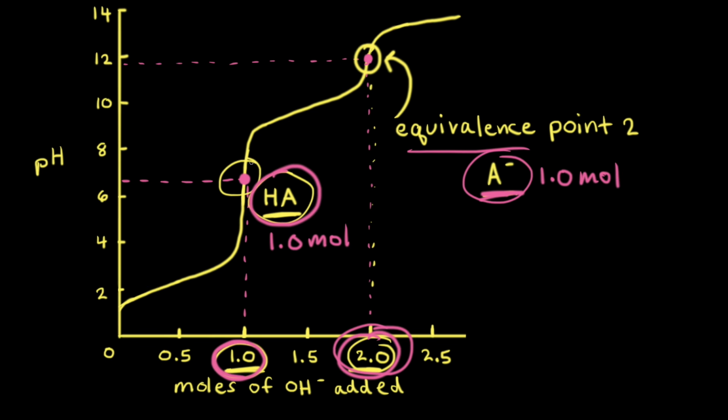Let's go back to our first equivalence point where we had 1 mole of HA. And at that point, we've already added 1 mole of hydroxide anions, and so if we add another 0.5 moles of hydroxide anions to give a total of 1.5 moles, we would neutralize half of the HA and turn half of it into A-. Therefore, we have another half equivalence point after 1.5 moles of hydroxide anions have been added.